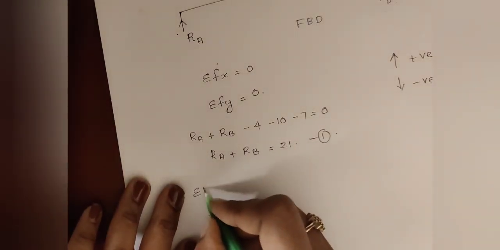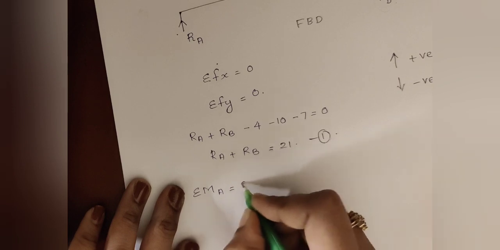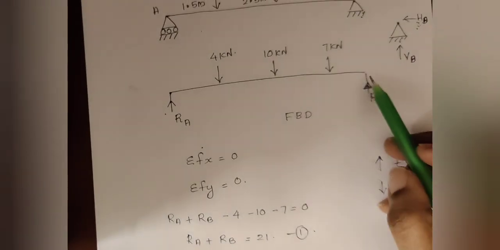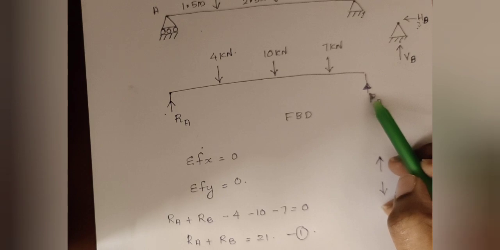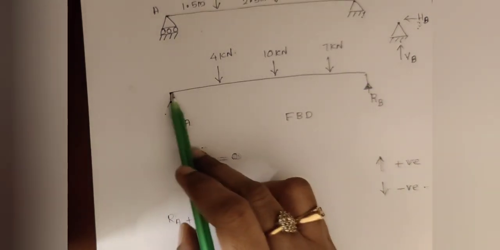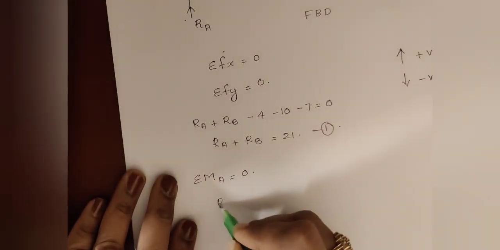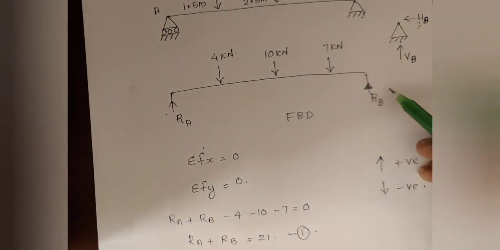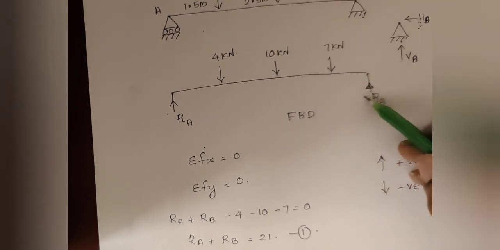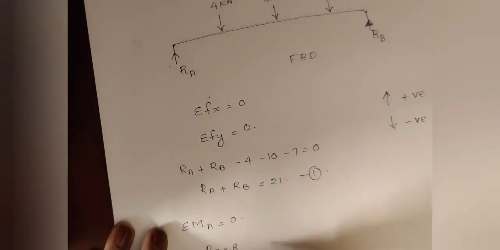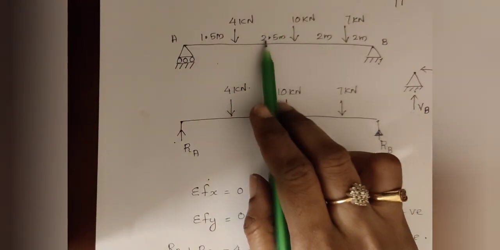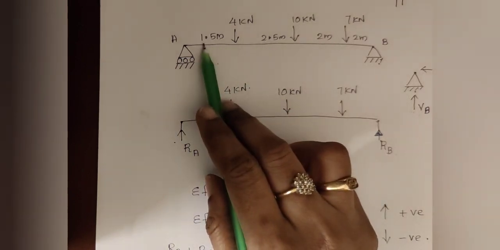So now the second equation we are using as moment about any point is equal to 0. We are taking moment about A. So we are using this force Rb. Rb into perpendicular distance to A is this length, that is equal to 8. So Rb into 8, and that is anti-clockwise moment. Positive force into perpendicular distance, that is anti-clockwise moment, positive value. Minus 7 into perpendicular distance, which is 2 plus 2.5 plus 1.5.